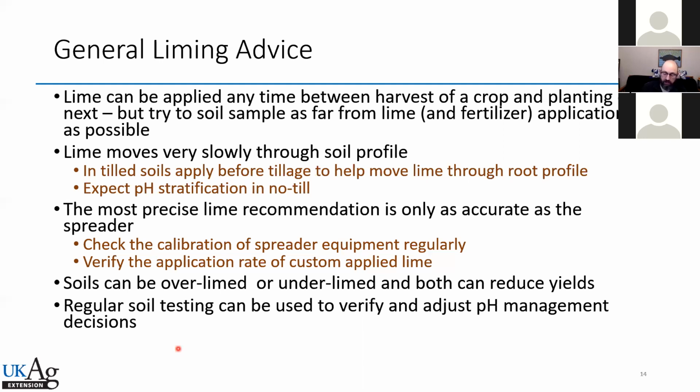Soils can be over limed. We don't talk about that enough, in my opinion. I've seen that frequently in Kentucky. I've seen lime recommendations for soils where the pH was over 7. If your soil pH on your soil test is over 7, you should not be applying lime. Over liming is a problem, and it's costly if you want to bring that pH back down. So, soil testing is our friend.